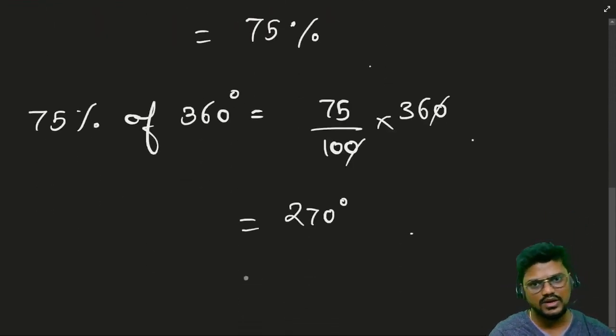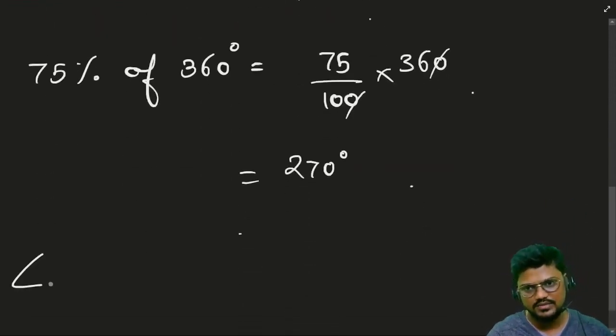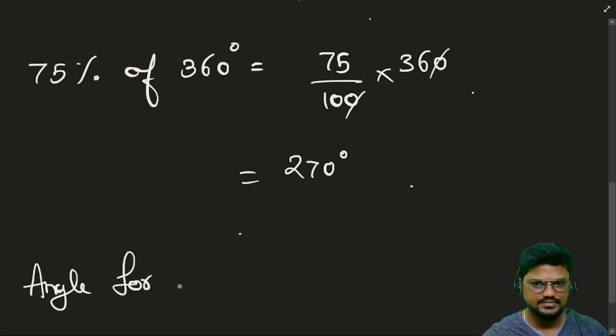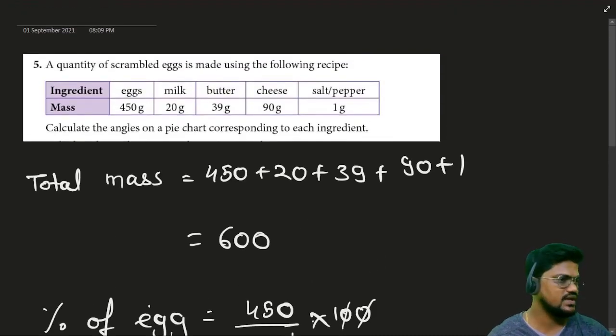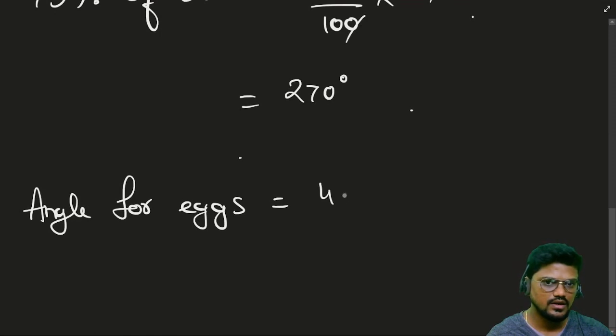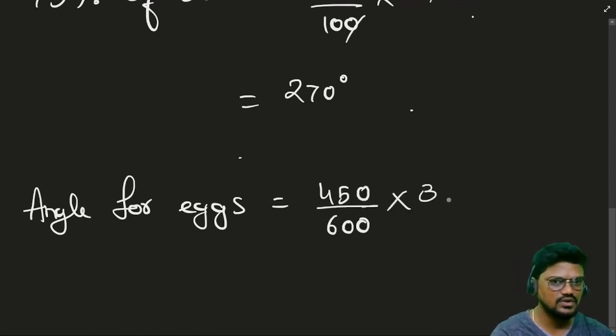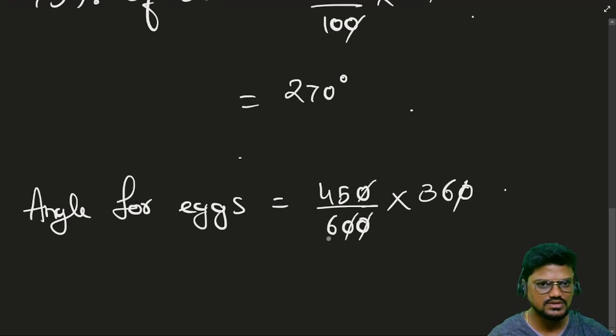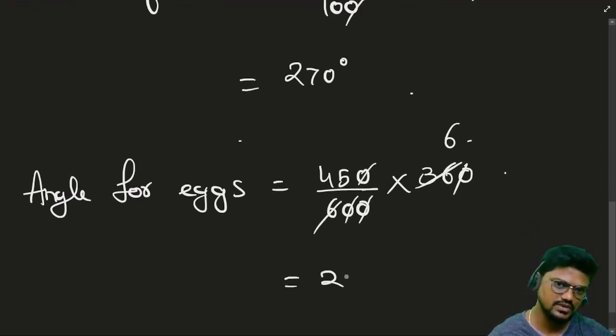Okay, you can also calculate this directly. So the angle for x will be equal to what is the fraction? 450 out of 600 it is. So write 450 out of 600 and then directly multiply it with 360. That is also fine. This zero gets cancelled, this zero gets cancelled, and 45 into 6 is again 270.